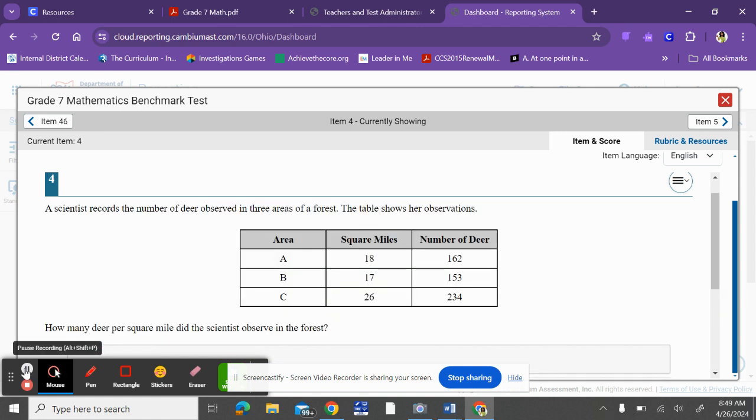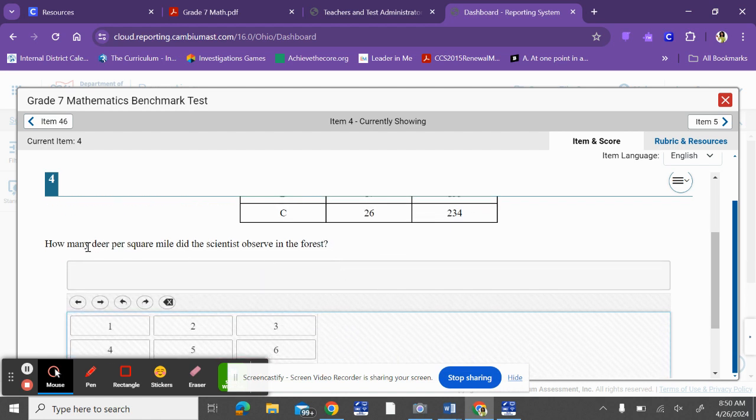A scientist records the number of deer observed in the 3 areas of a forest. The table shows her observations: Area A, Area B, Area C. Square miles makes me think of area, number of deer. Okay, let's see what the question says. How many deer per square mile did the scientist observe in the forest?